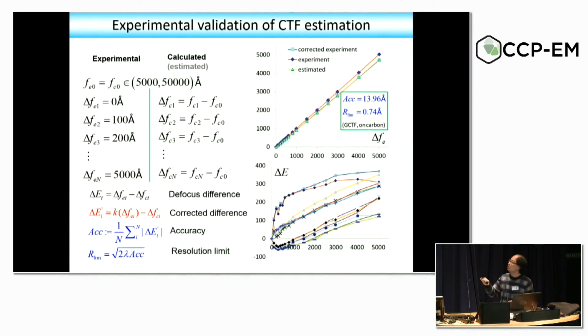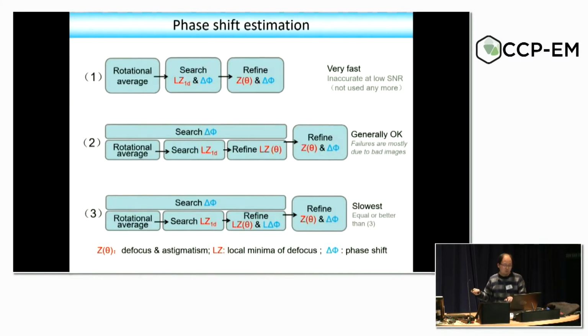This is on carbon. I had some problems on ice. That's because of the high beam-induced movement and charging and burn of the samples. You can't do constant exposure on ice. That's some problem during the experiment.